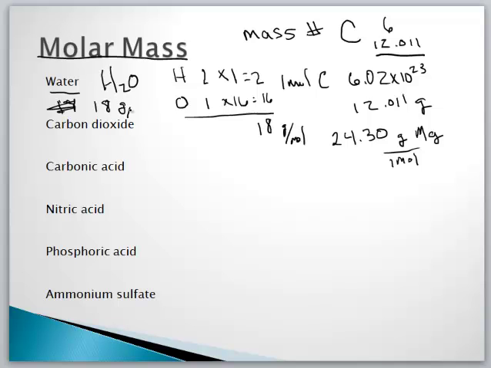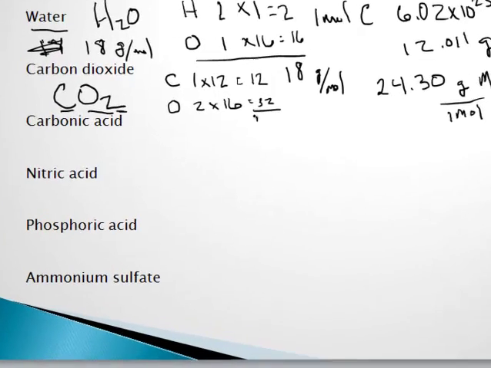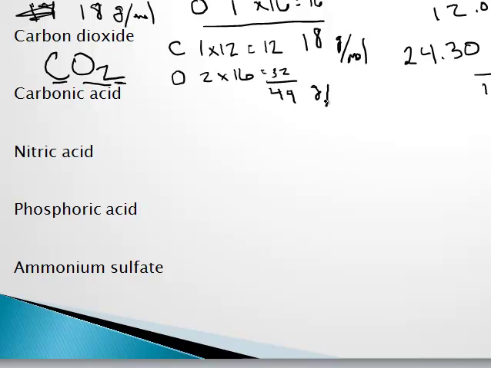18 grams per mole. If we look at carbon dioxide, add up its molar masses from the periodic table, you get 12 plus 2 times 16. So we have 1 carbon, molar mass of 12, 2 oxygens, each with a molar mass of 16. That equals 12. That equals 32. Add them together, and the molar mass of carbon dioxide is 44 grams per mole.